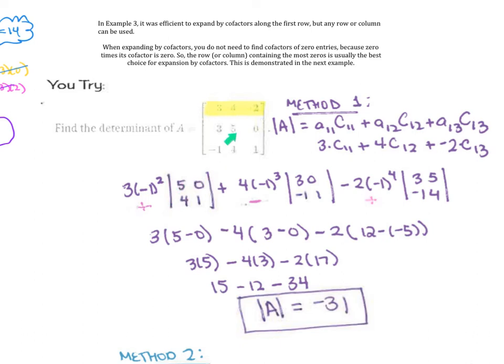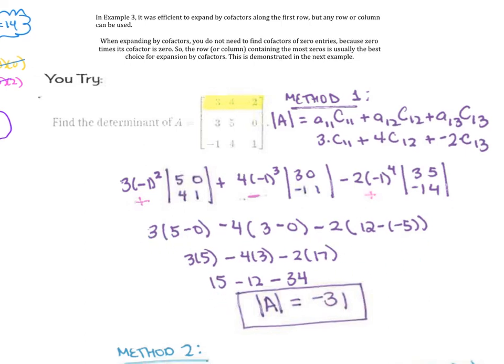And then the determinant of what's left over in here. Plus 4 times the negative 1 to the 3rd power. So you know it's going to be negative, right? So I put the signs there to help me out. And then the determinant of what's left over, which is 3, 0, negative 1, 1. And then minus 2 times negative 1 to the 4th power. That will keep the same sign. And then what's left over is the 3, 5, negative 1, and 4. And then you find the determinants of each, and you find that it's negative 31.